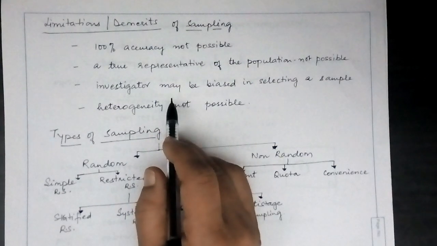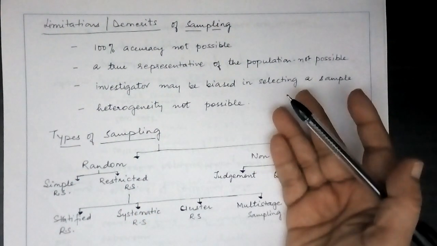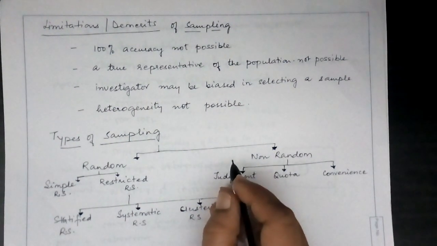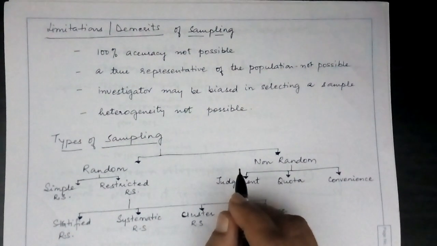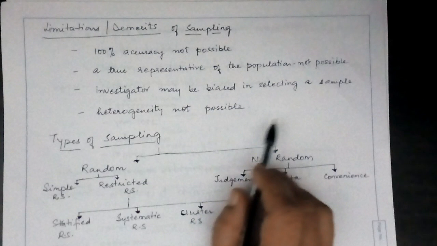Then the investigator may be biased. He might select a sample deliberately. Maybe something that is very close to the place where he lives or maybe where he has friends. So he might show some bias in selecting a sample.